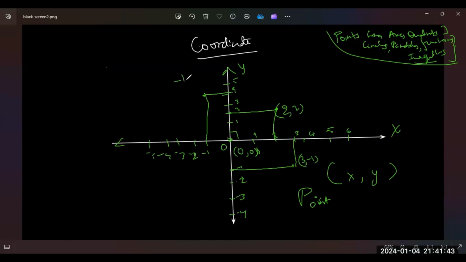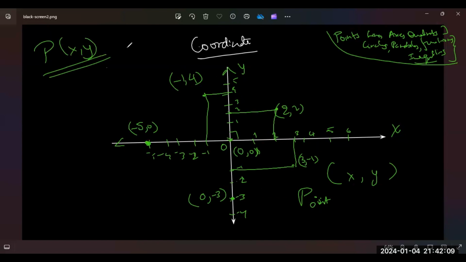Then this point is -1 and 3. You should always write the x coordinate first. What about this? It lies exactly on the road itself. So it is 0, comma -3. Why 0? Because there is no x coordinate. It lies entirely on the y-axis. What about this house? This house is -5, comma 0. Are you getting this? This is how any point in the coordinate world is expressed: the x coordinate first and then the y coordinate.